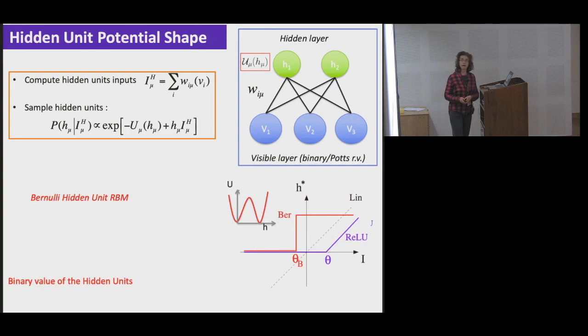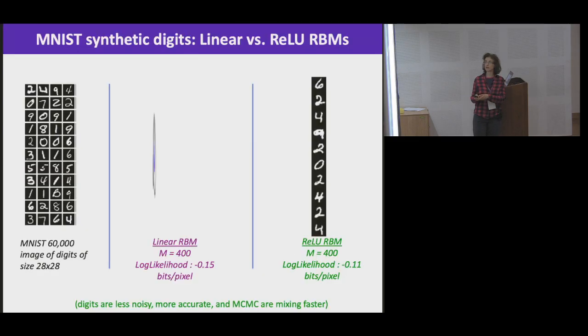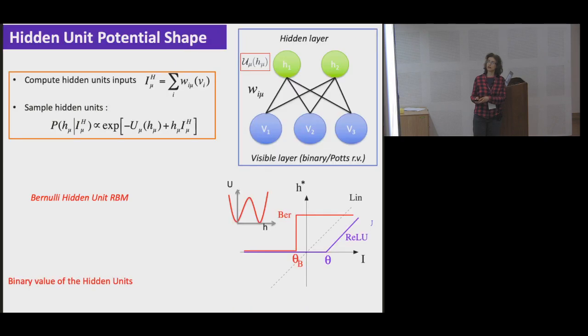And another kind of potential which is used in this kind of network is the Bernoulli-like potential, in which the hidden units have discrete values, and for example, they can be 0 or 1, and this corresponds to a transfer function of this type.